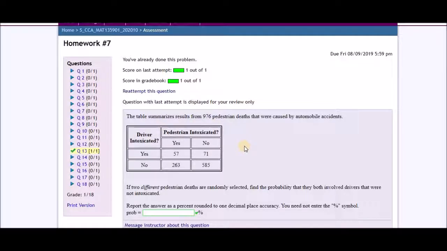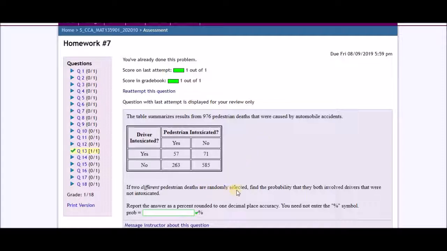Now let's look at the actual question. If two different pedestrian deaths are randomly selected, find the probability that both involve drivers that were not intoxicated. So we want to look at all of the pedestrian deaths that involve the driver that was not intoxicated. That means we're looking at the last row right here, and we're looking at those two numbers right here. Now we're selecting two different pedestrian deaths, and we want to find the probability that both of them involve drivers that were not intoxicated.